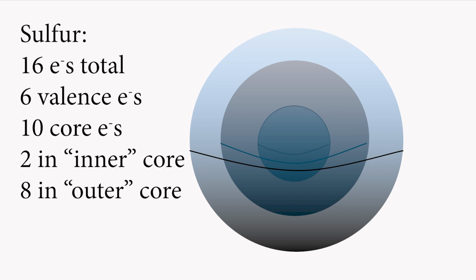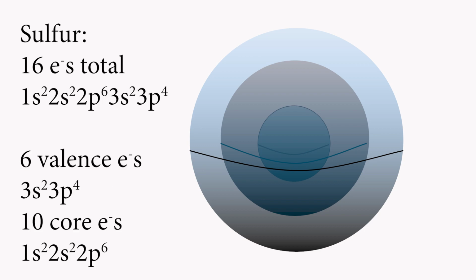Again, X-rays. We can get a little bit more specific here, and instead of just saying core and valence electrons, we can actually do the electron configuration. And you guys are great at this. You've done this a bunch of times. So for sulfur, we have 1s2, 2s2, 2p6, 3s2, 3p4. So the core electrons are the 1s2, 2s2, 2p6. The 1s2 is that inner core, and then the 2s2, 2p6 is the octet in that outer core. The 6 valence electrons are going to be the 3s2 and 3p4 electrons.